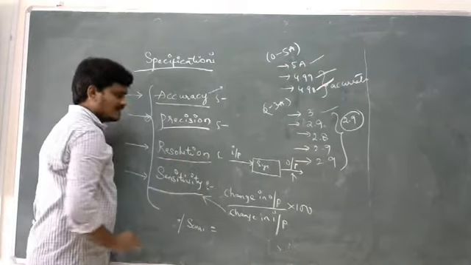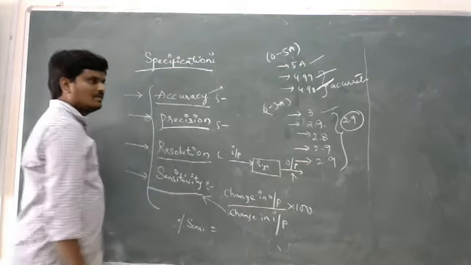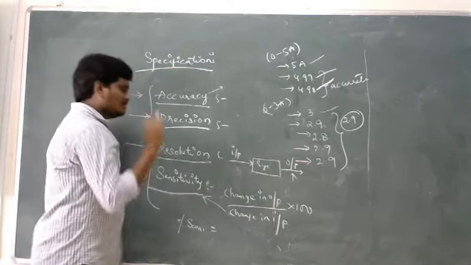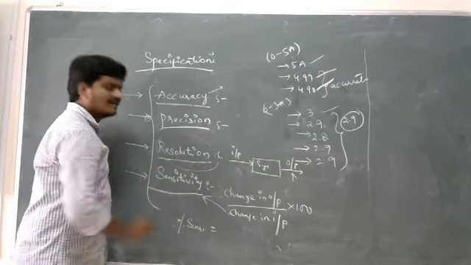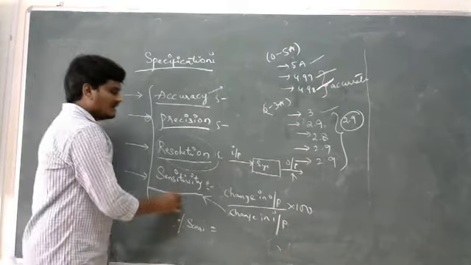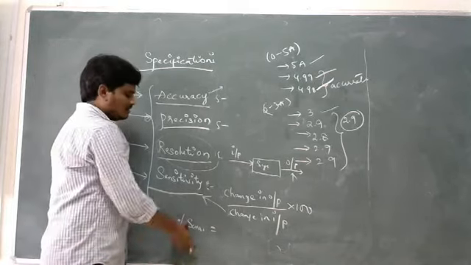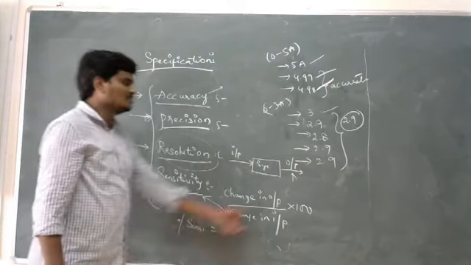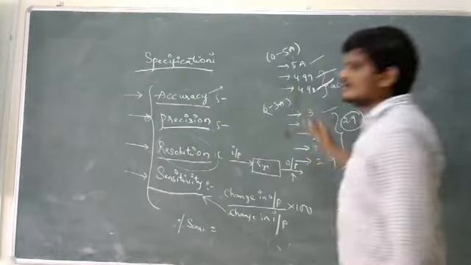Coming to the third factor, that is resolution. The smallest change in the output with respect to the given input is called the resolution of that instrument. Coming to the fourth factor, sensitivity, which is defined as the ratio of change in output to the change in input. If I want to get the percentage sensitivity, it should be multiplied by 100. These are all the four main specifications of an instrument.